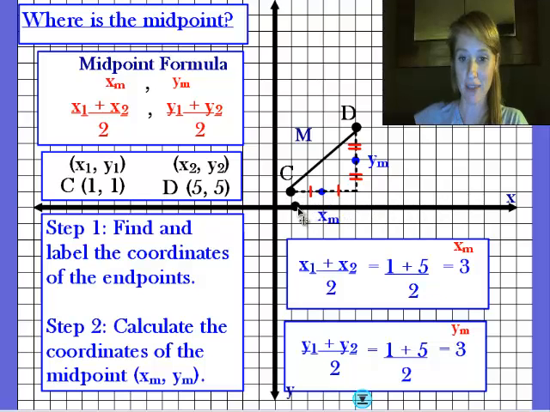So we found our midpoint. 1, 2, 3, 1, 2, 3. And that is exactly where our midpoint is. Congratulations, guys. You've just figured out how to find the location of a midpoint on the coordinate plane.